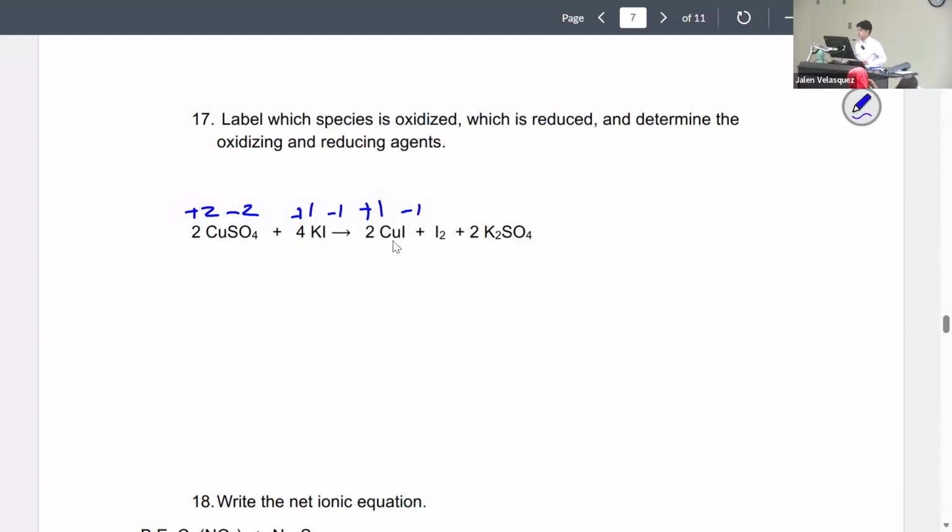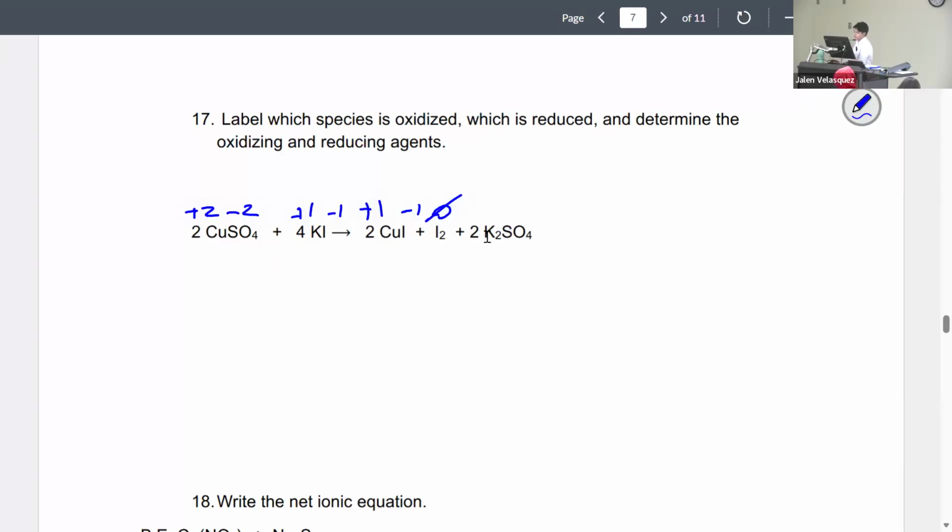So now we're on the product side, right? What's the oxidation number of iodine here? It's 0, and why is it 0? It's a free element, right? So when you have free elements, the oxidation number is 0. Cool. And then we have potassium sulfate.